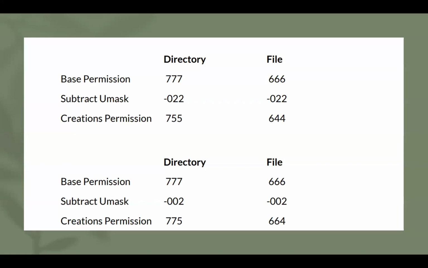Using a umask of 002 is ideal for working with members of your group, since the permissions allow members of the group to manipulate those files and directories that you create. You can modify the files also, right? Yeah.